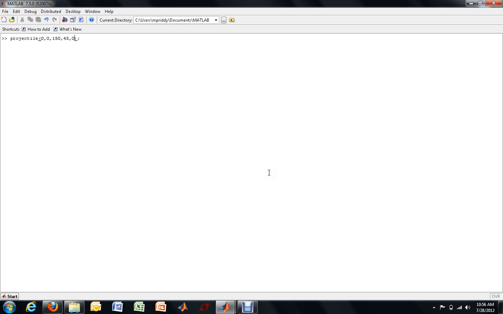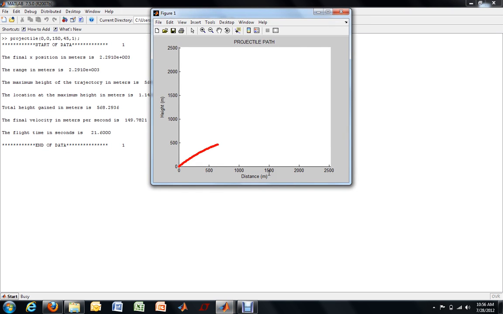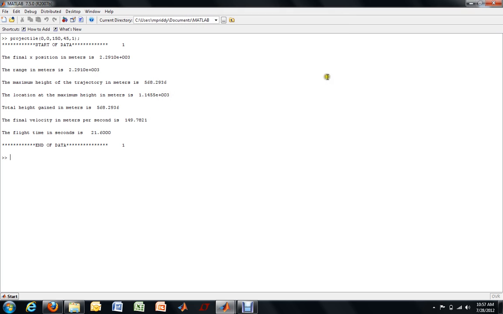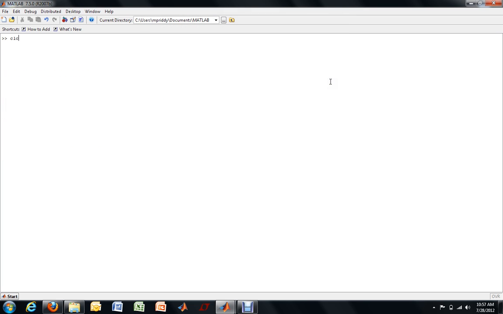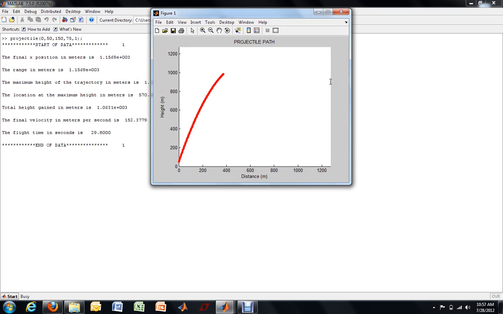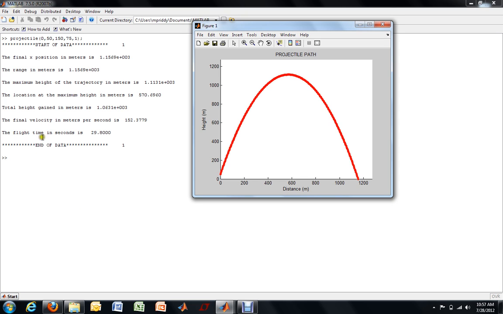Let's take a look at the same trajectory graphically. We have distance, height in meters, little title, no big deal. Let's look at a graphic trajectory with a 75-degree launch angle, maybe 50 meters in the air. So we're starting a little higher up. That's represented in our data here. The height gained is less than the maximum height.